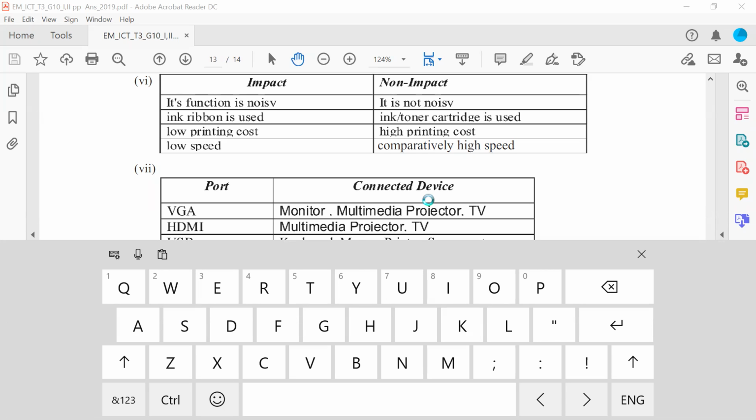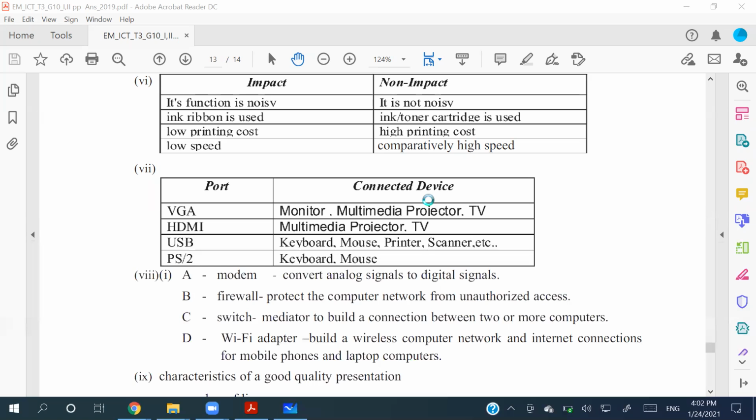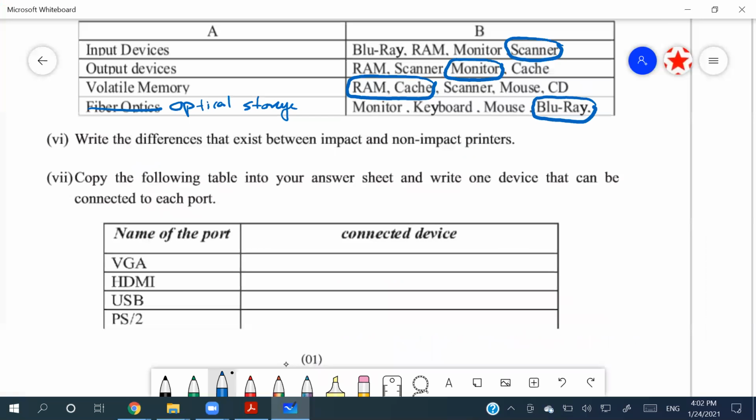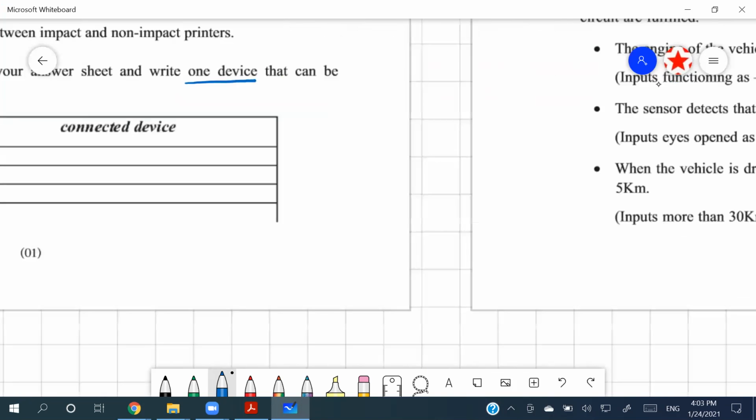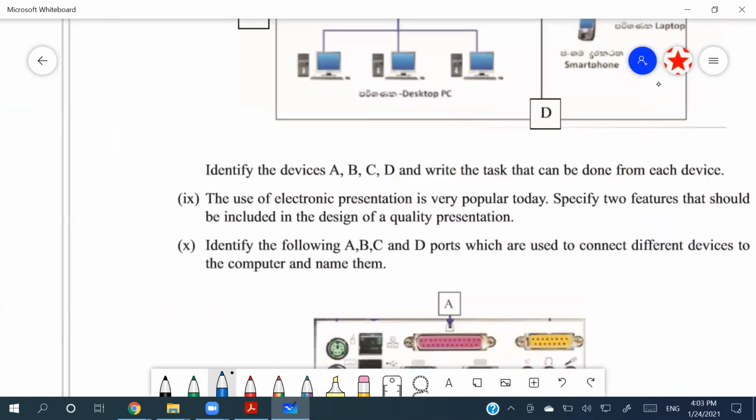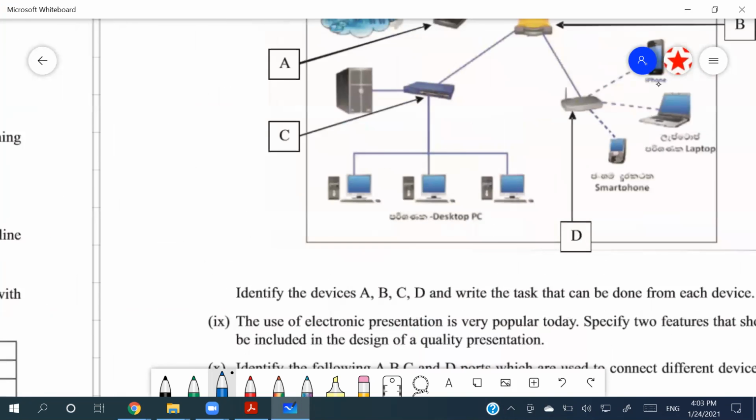No, I'm just asking. They haven't mentioned anything like that either. I just wrote 1. One is enough, I think. It says one device, right? One device that can be connected to each port. So 0.5 for each answer. Moving to the 8th question.